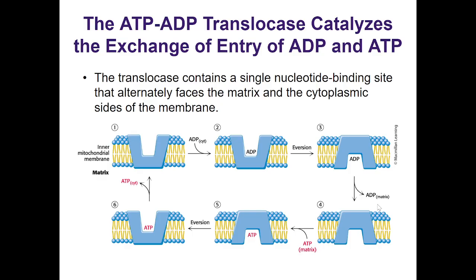So we got ADP in the matrix now. Now we are open to the inside, the matrix. So ATP from the matrix is going to enter this shuttle, this translocase. This is going to then allow the eversion. And so again, we're going to have the eversion occur. And this is then going to have the ATP exposed to the outer portion, and this is going to release that into the cytoplasm.